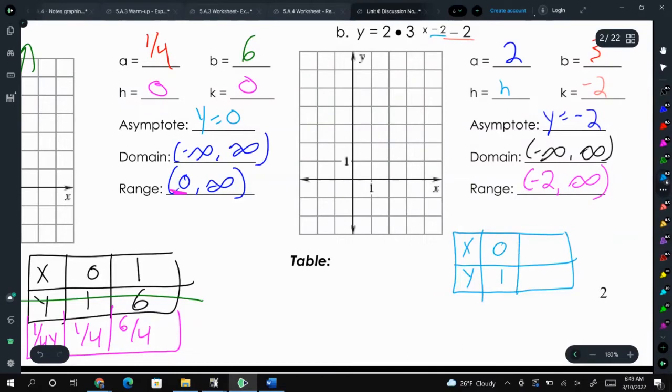We have 0, 1, and then 1, b. Our b value is 3. And then we're going to multiply everything by 2. 1 times 2 is 2. 3 times 2 is 6. So that means now I'm going to graph 0, 2, and 1, 6.